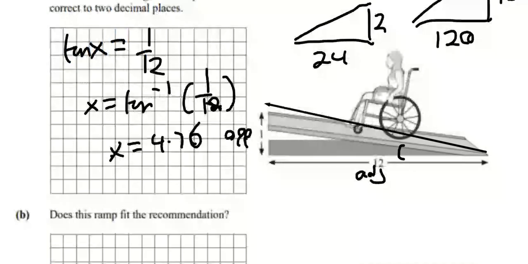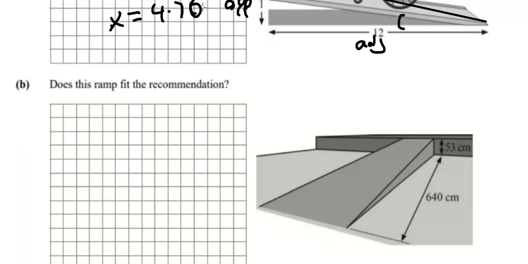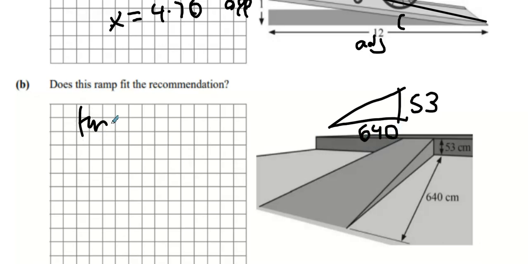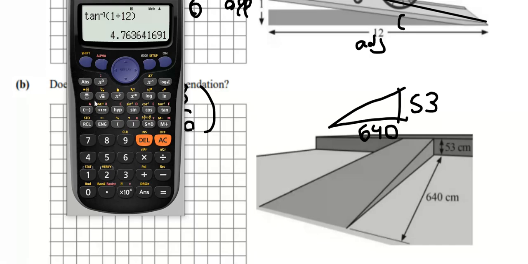Okay, so here's what we're doing next. Does this ramp fit recommendations? Well, this time the opposite is 53 and the adjacent is 640. So we're going to tan inverse what? 53 over 640. And we get an angle of 4.73. Yeah, perfect. Now, that's the correct answer, okay?